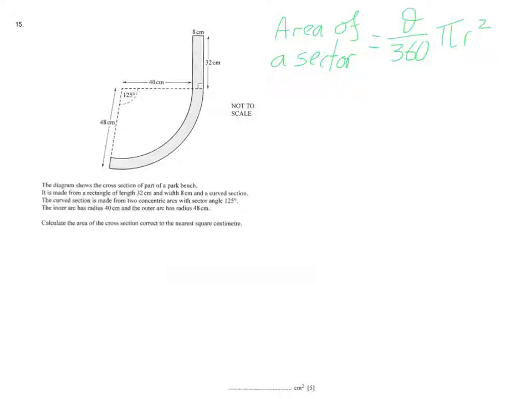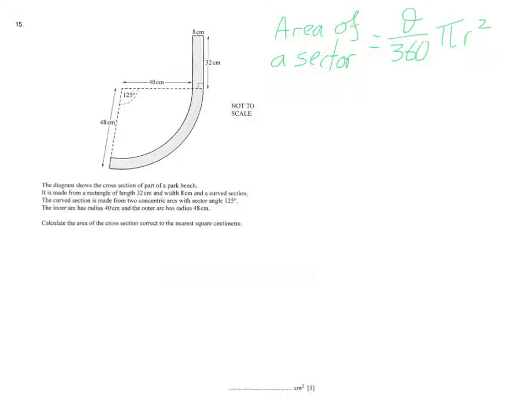So we need to find the area of the shaded bit, basically, of this 2D shape. It's tried to make it more complicated, but it's not. So there's two parts that it's made up of. One is a rectangle, which hopefully is easy to work out for you. That's just going to be 8 times 32.